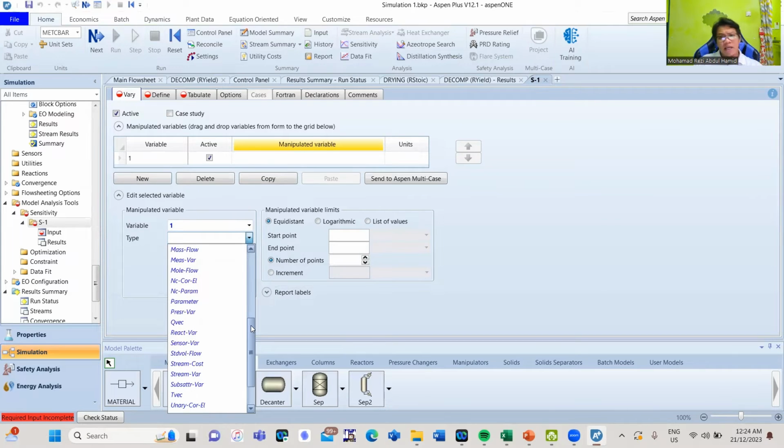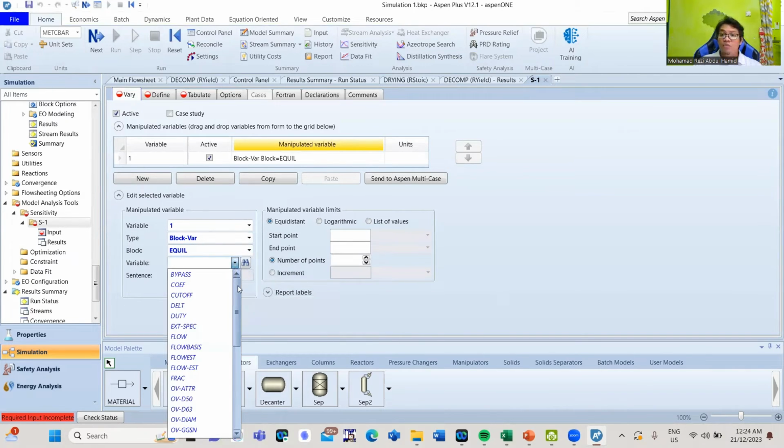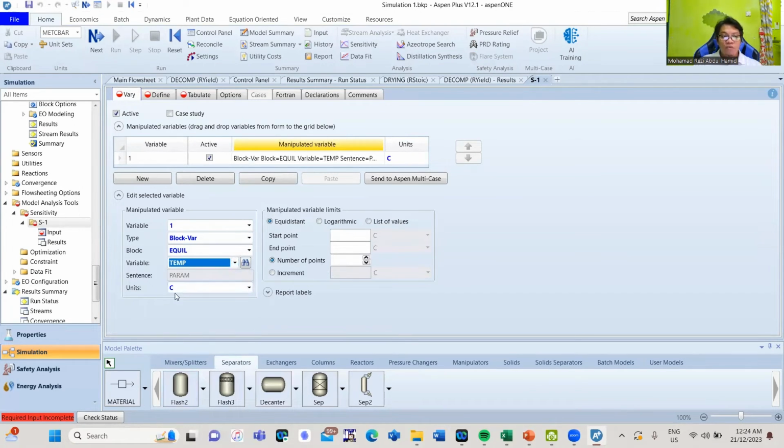So choose, it is a block parameter, by the way. So just choose block. It is a block, so choose a block variable. The variable that we're going to change is temperature. So temp here. Unit should be degree Celsius. Okay, starting point is 350 to 750, if I'm not mistaken, with an increment of 50. So it's going to collect several data points at 50 intervals between 350 and 750.